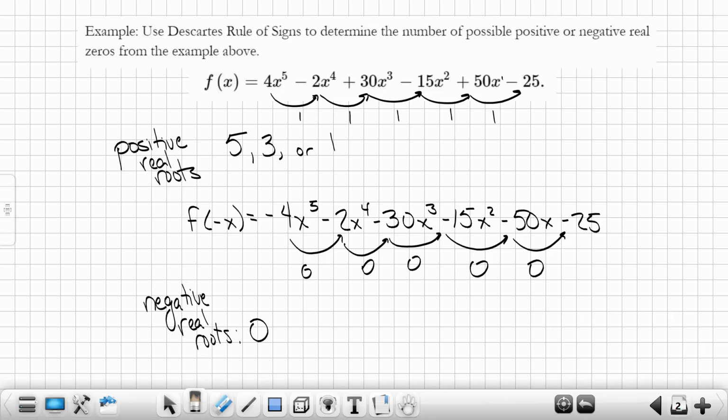For the homework, do we have to find the actual factors of this? Yep. Okay.